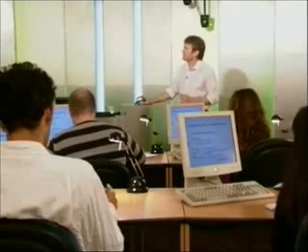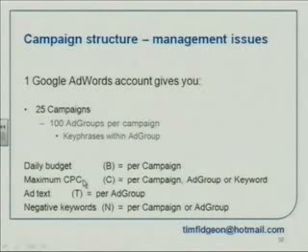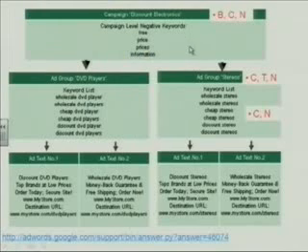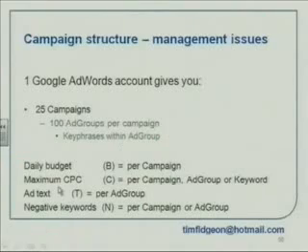Right, so here you'll see that your daily budget is set at a campaign level. So, for instance, if you knew that you were going to want to set different budgets for different types of key phrases, you need to separate them out into different campaigns. The maximum cost per click can be set at the campaign, ad group or keyword level. So anywhere from the top to the keywords, to the ad groups, or individual key phrases. Ad text is per ad group. That's what we just talked about, which is why it's important to have defined ad groups.